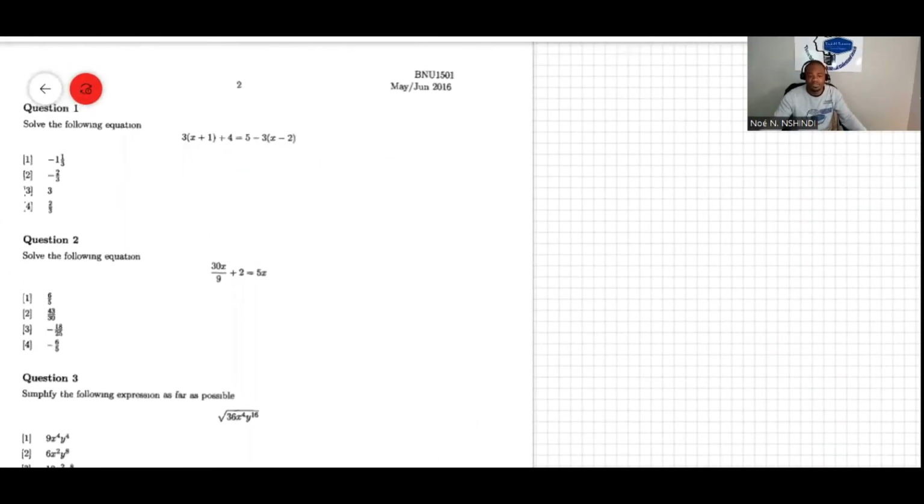Well, this is BNU 2016 May-June exam. Question 1 says solve the following equation. The equation is given as 3 open bracket x plus 1 close bracket plus 4 equal to 5 minus 3 open bracket x minus 2. I'm going to write it over here: 3 open brackets, x plus 1, close brackets, plus 4 equal to 5 minus 3 open brackets, x minus 2.